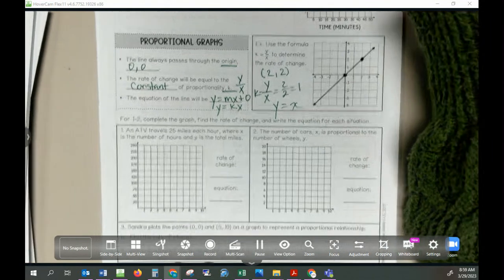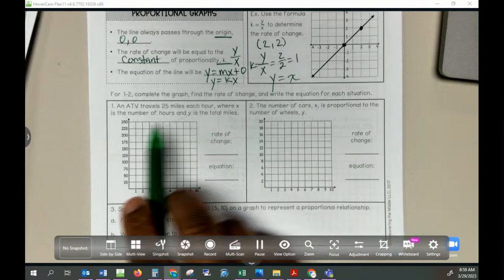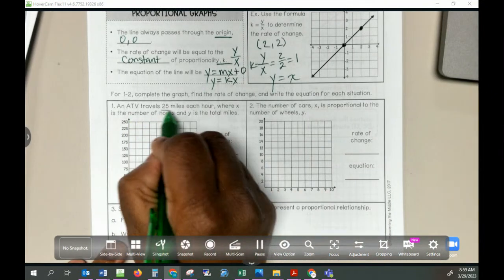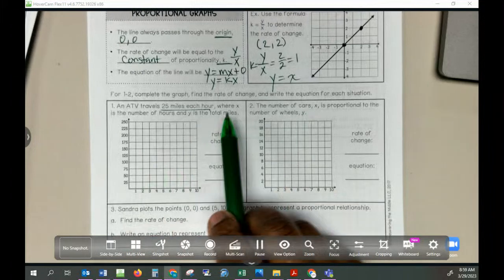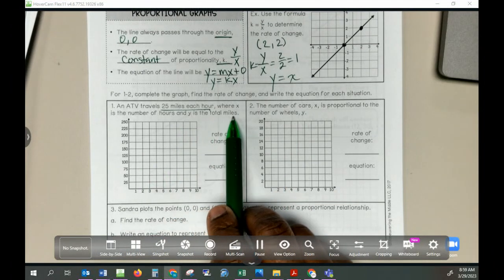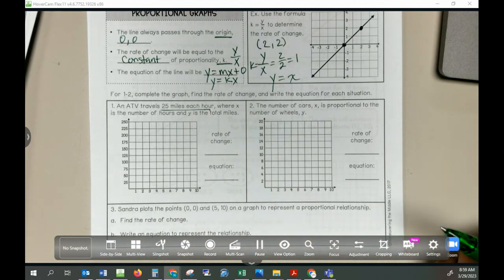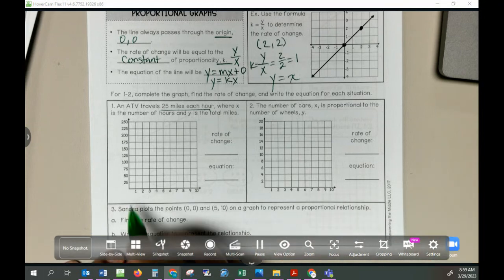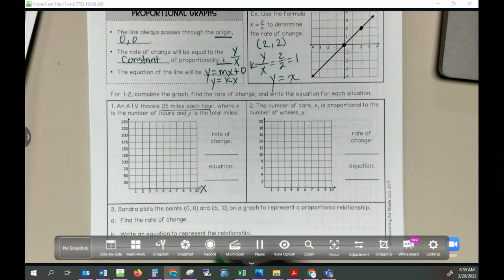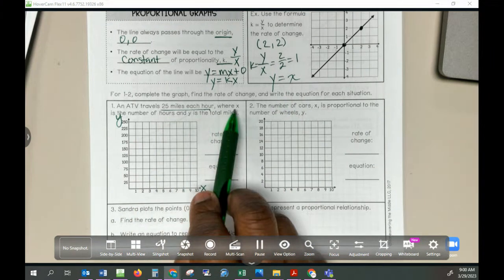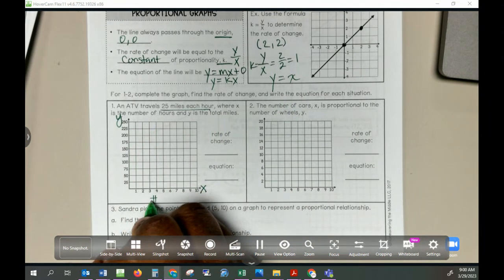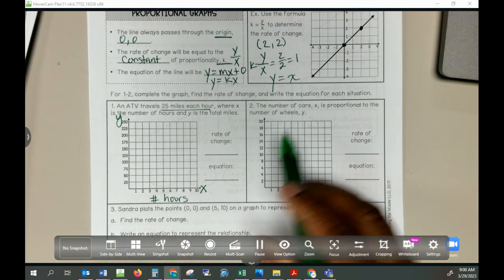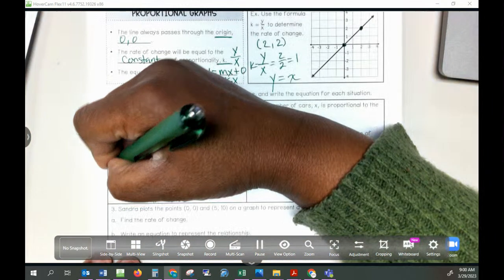So that's what that will look like. So here, an ATV travels 25 miles per hour, where x is the number of hours and y is the number of total miles. So they tell us what the x and the y axis is. Let me back up, because if we're not aware of which axis is which, we need to know that this is always going to be your x axis and this is always going to be your y axis. So if they tell me that my x is the number of hours, down here we're talking about hours, and then my y axis is total miles. So over here the title will be total miles.